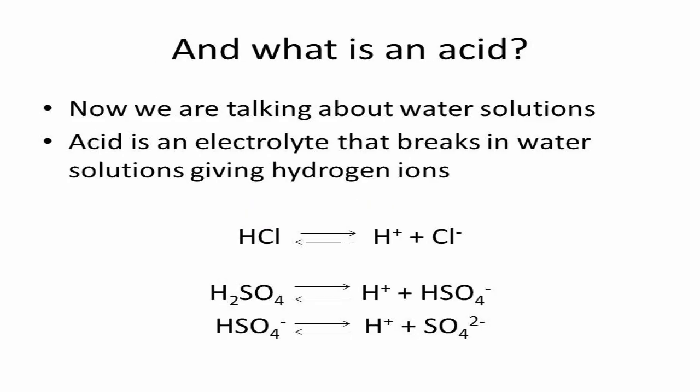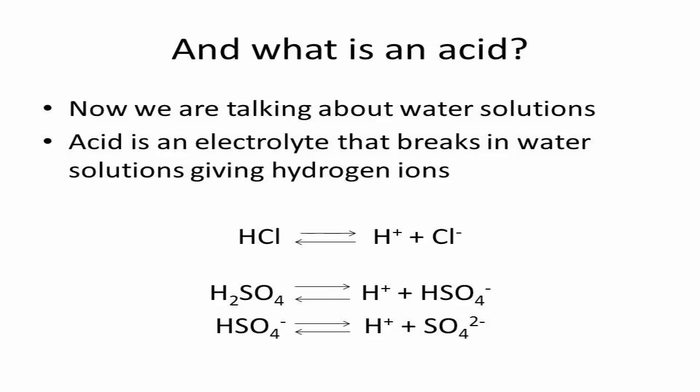Acids and bases are electrolytes. And so what kind of electrolyte is an acid? When we are talking about water solutions, an acid is an electrolyte that breaks in this solution, giving hydrogen ions. For example, hydrochloric acid breaks into hydrogen plus ion and chlorine minus ion. And the hydrogen plus ion we will call a proton, because it's only a proton without any electrons.